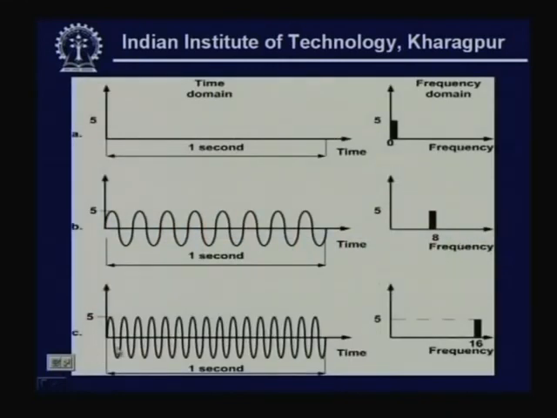On the other hand, here is another signal which has frequency 16. If you count, you will get 16 full periods within 1 second. This is 1 second. So, it has got time period 1 by 16 second, and the frequency domain representation is given here. We get a line of the same voltage, as you can see here, with amplitude 5.